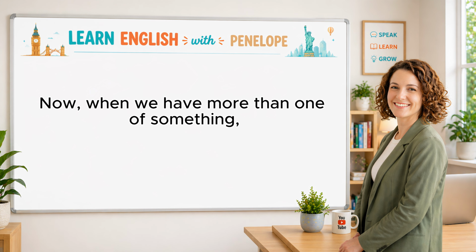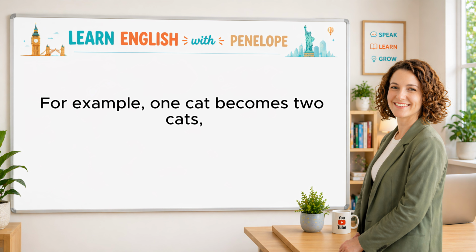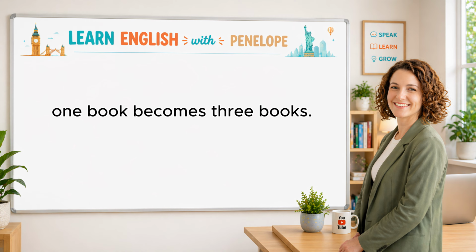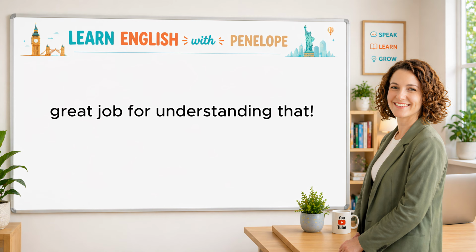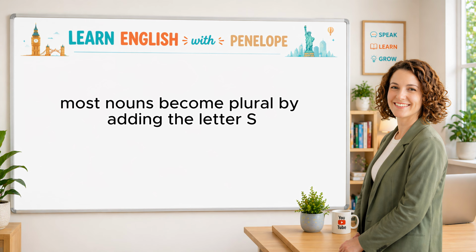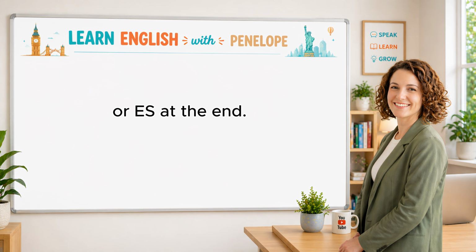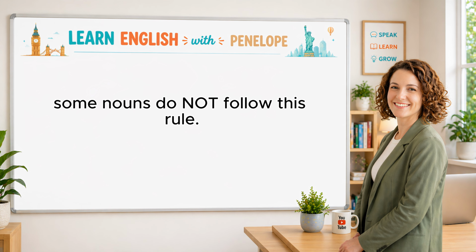Now, when we have more than one of something, we use a plural noun. Plural simply means more than one. For example, one cat becomes two cats. One book becomes three books. Easy, right? Great job for understanding that. In English, most nouns become plural by adding the letter S or ES at the end. One cat, two cats. One box, two boxes. Very simple.